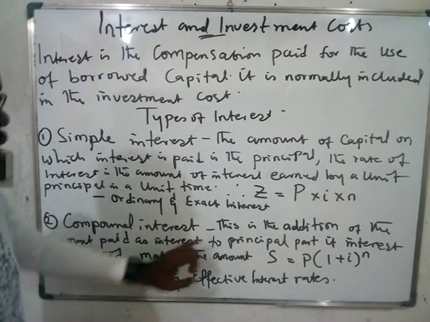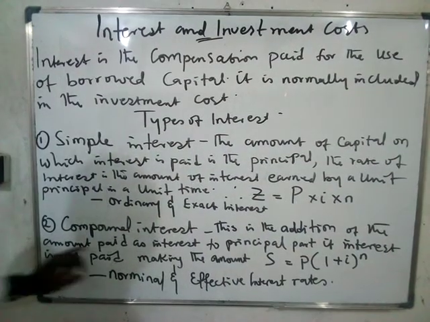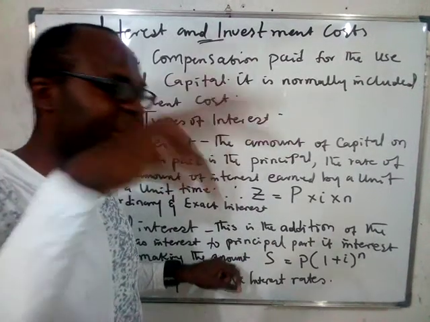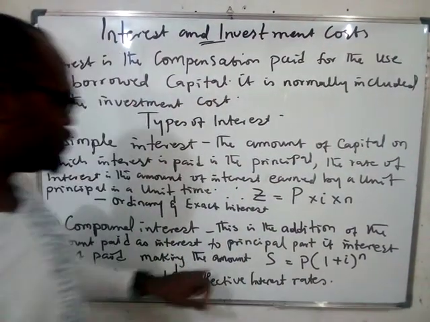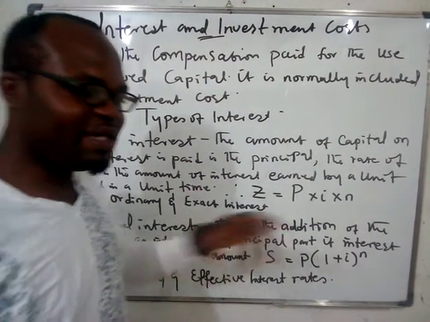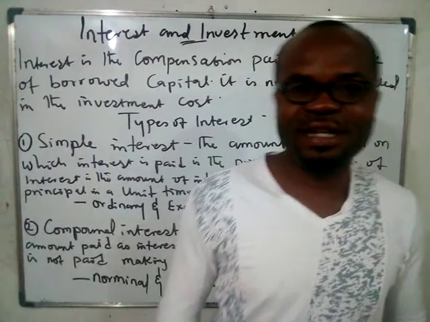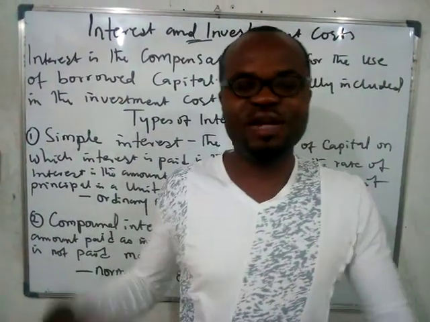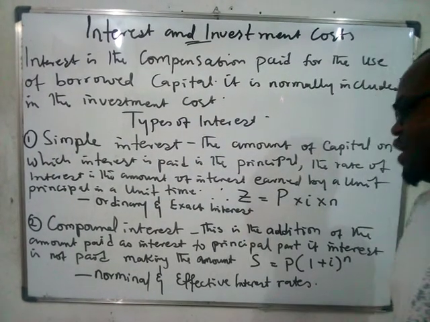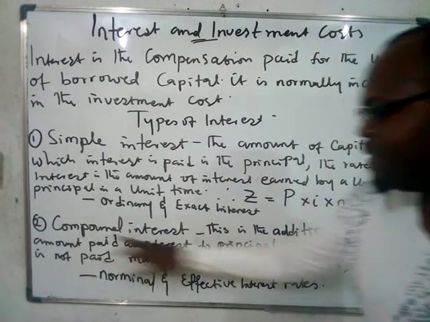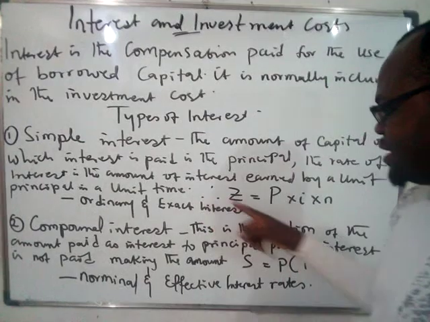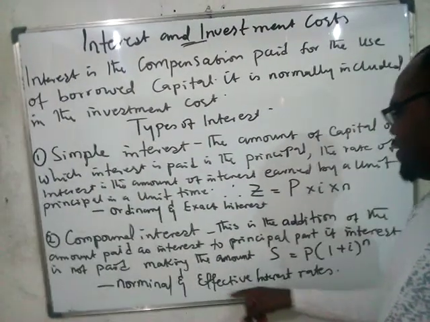Then for compound interest, this is the addition of the amount paid as interest to the principal. Whenever you're adding the amount that you pay as interest to the principal before you start calculating the next interest, we call it compound interest. It is an incentive for not paying your interest at the right time. So if you don't pay, the person should have other things to gain for you not paying at the right time. That is when you use compound interest to calculate. So if you're having compounding in less than a year period, we call it nominal. Then if you're using 365 days as exact, we call it effective interest rate.